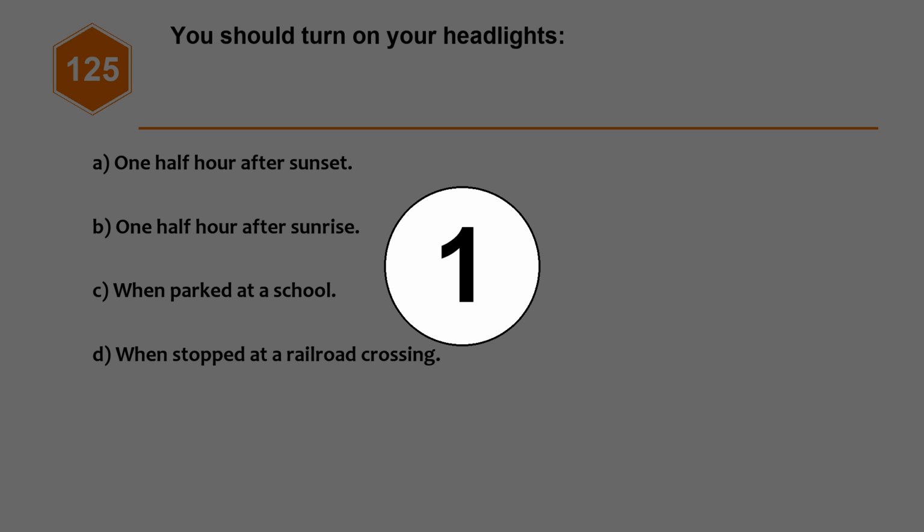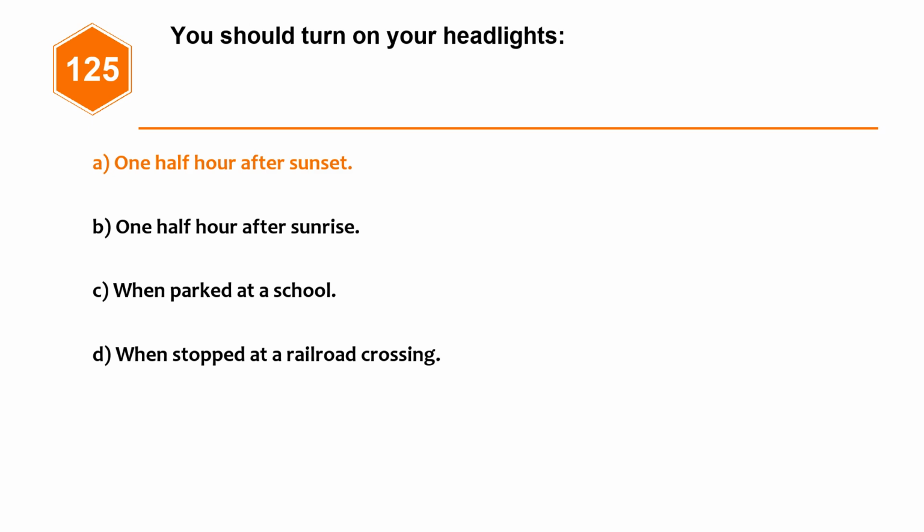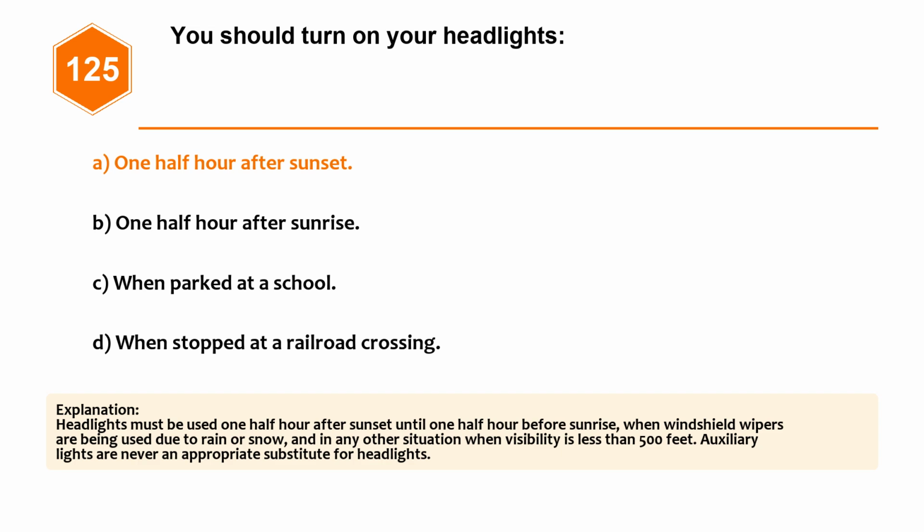The correct answer is option A. 1/2 hour after sunset. Explanation. Headlights must be used 1/2 hour after sunset until 1/2 hour before sunrise, when windshield wipers are being used due to rain or snow, and in any other situation when visibility is less than 500 feet. Auxiliary lights are never an appropriate substitute for headlights.